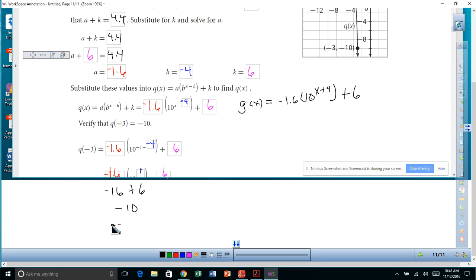So the domain of q of x is x such that negative infinity is less than x is less than infinity. And that's the domain. And the range is going to be y such that y is less than 6. It's going to be underneath the asymptote.